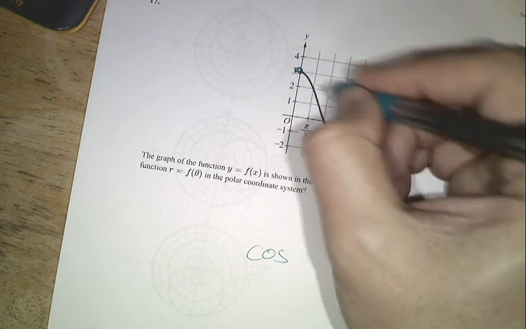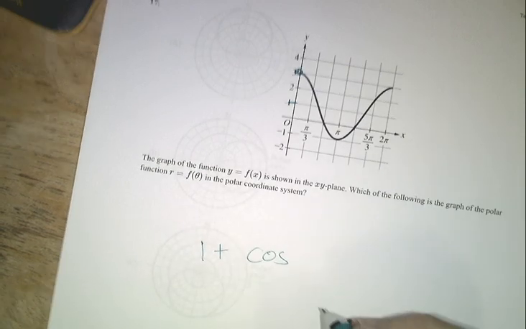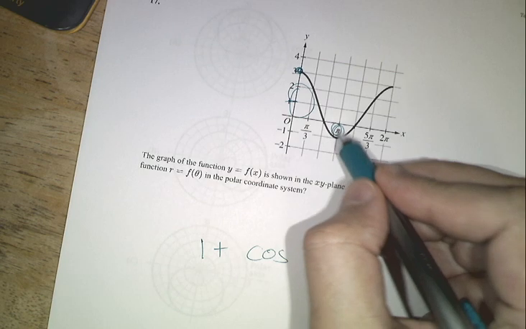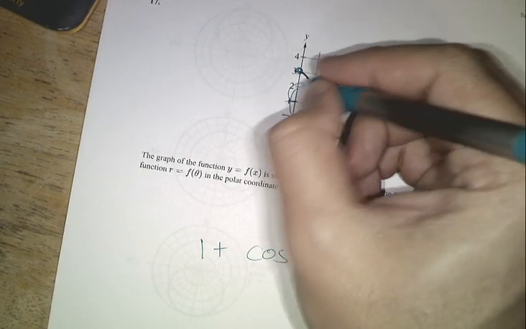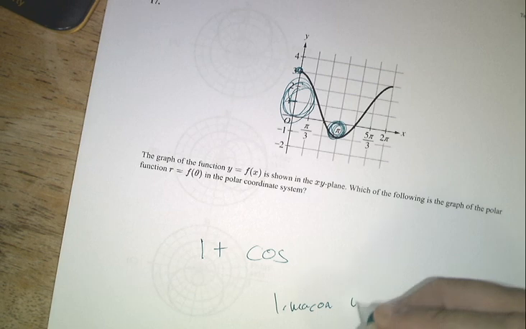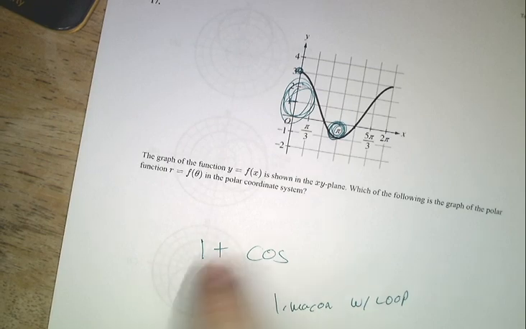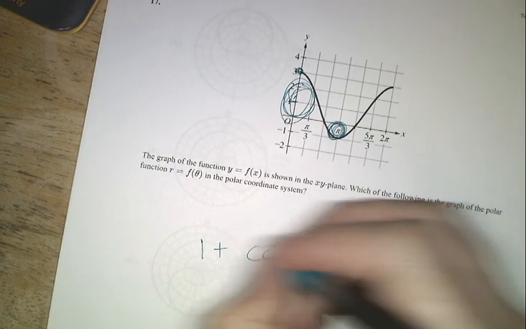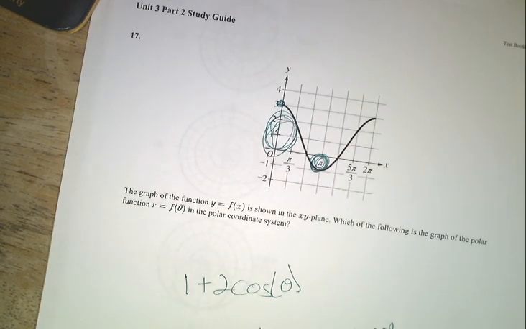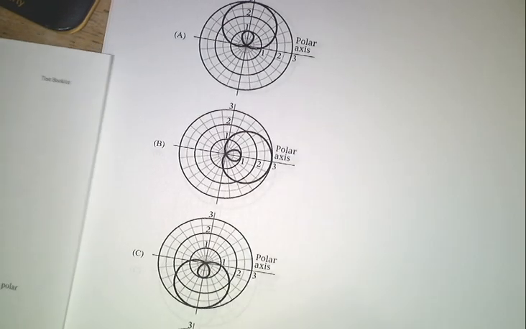Also, because there is a vertical shift, we should be doing a 1 plus, which tells us this is a limacon with a loop. That little bit is our inner loop, so we should have a limacon with an inner loop. Should be cosine, with a vertical shift of 1 and an amplitude of 2, so 2 cosine theta should be our equation. But we're looking for a limacon with an inner loop. Oh, these are all limacons with an inner loop.